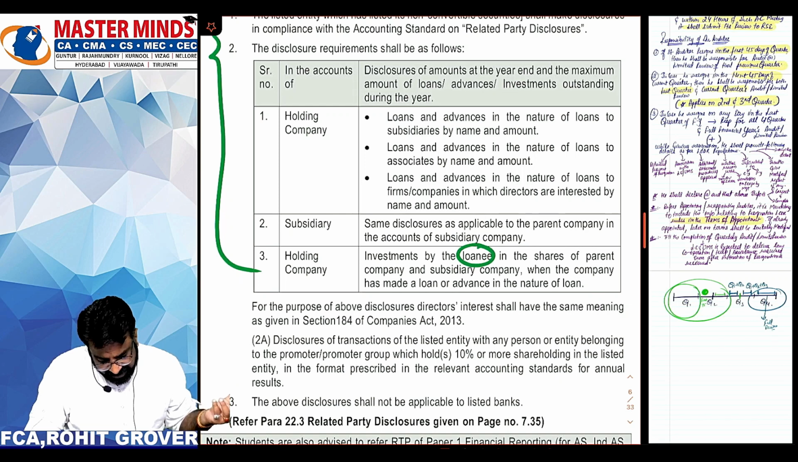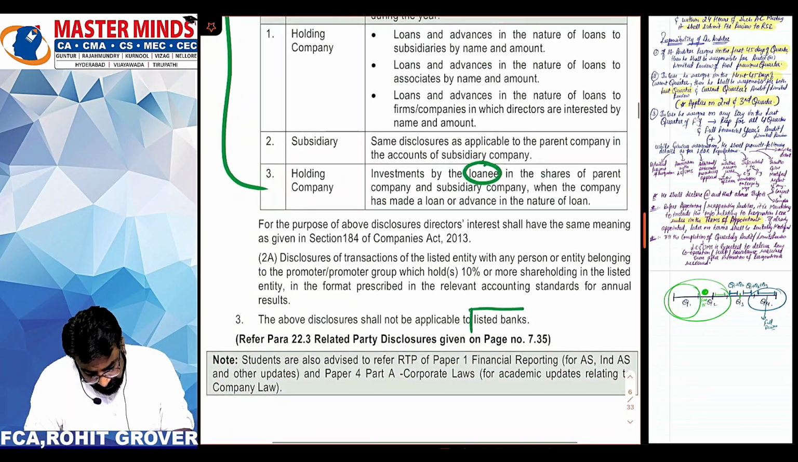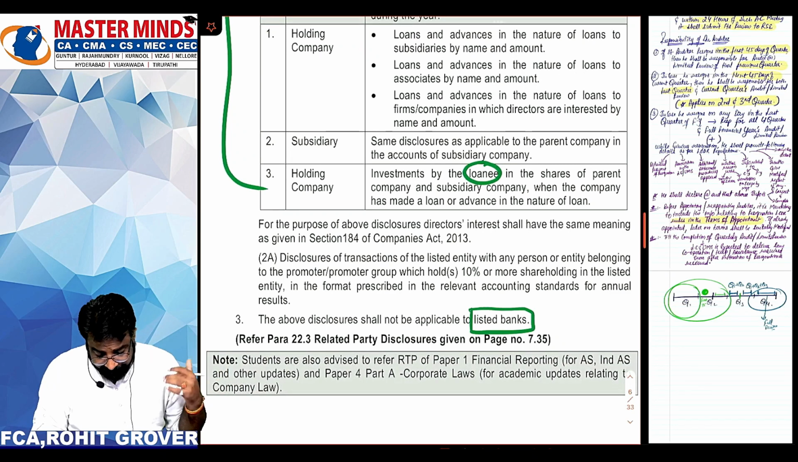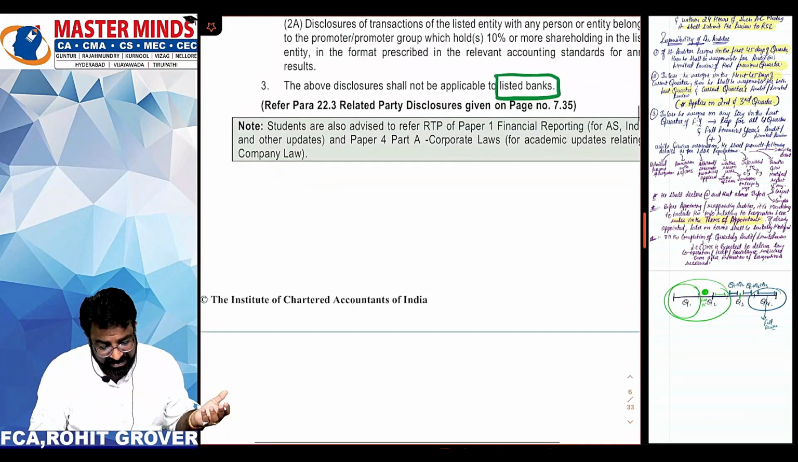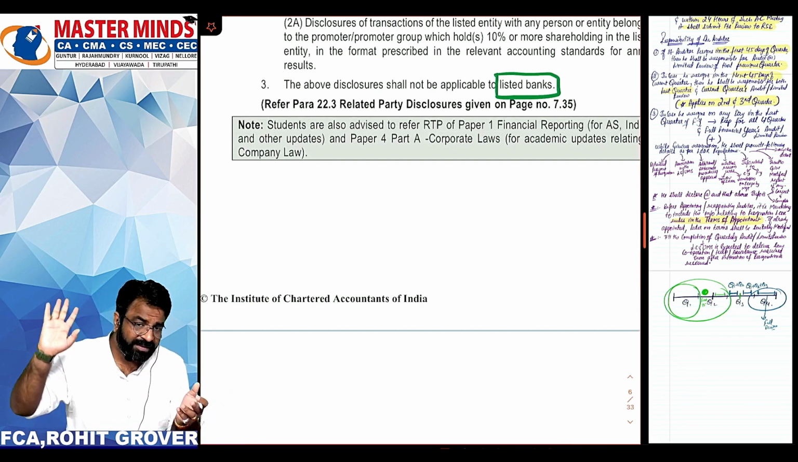Disclosures of transaction of listed entity with any person or entity belonging to promoters group which hold 10% or more shareholding in the listed entity in the format as prescribed in the relevant accounting standard for the annual results. Above disclosure shall not be applicable to which bank? तो ये याद कर लेना MCQ question. It is not applicable to the listed banks, क्योंकि banks are not covered under Companies Act and SEBI. They are covered under RBI regulation.